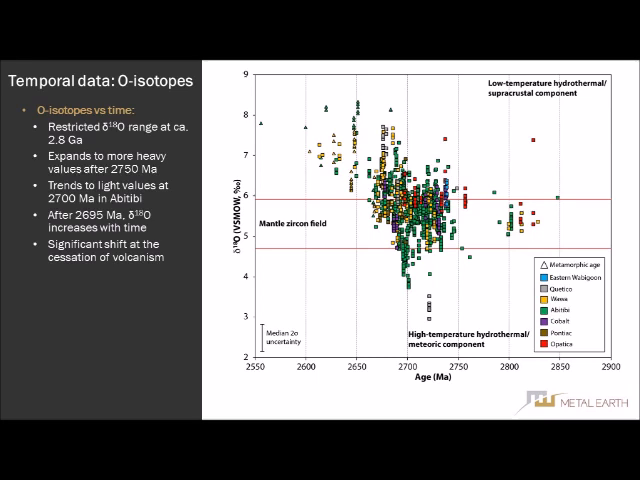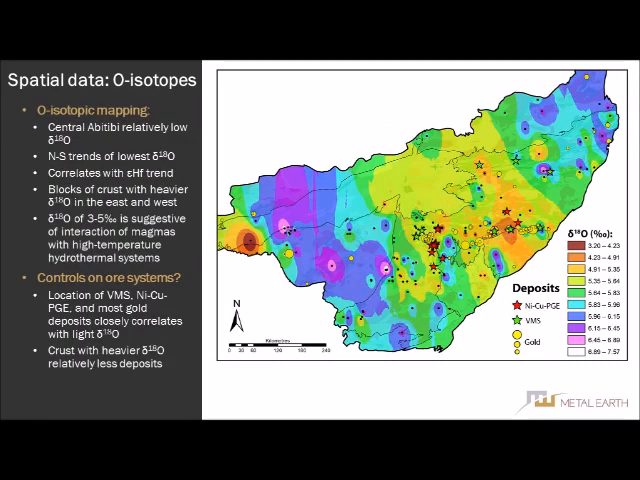So what does this look like spatially? Well, we can see something relatively similar. To the east and west we have relatively heavy isotopes, so something with a greater surface component. And then in the central region here, similar to where we saw the most juvenile hafnium, we see this trend of relatively mantle-like and light.